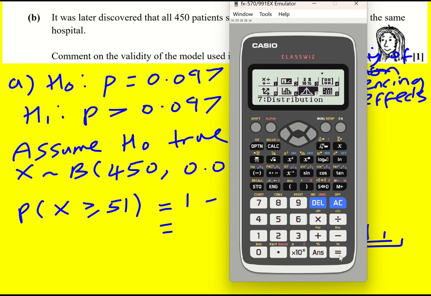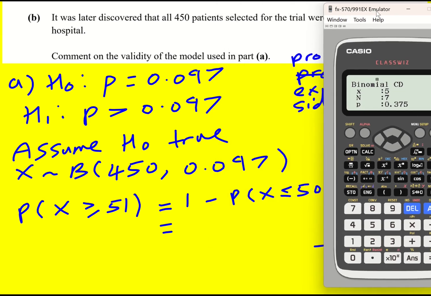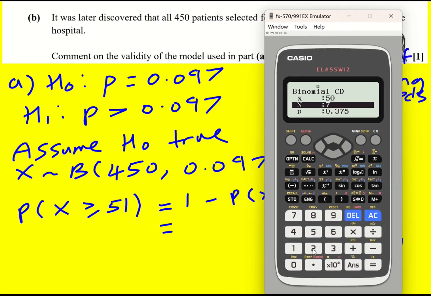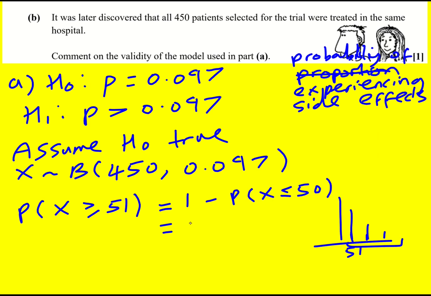I've already got a binomial distribution up from a different question, so it's going to be binomial CD, and I'm going to use variable. This is 450. Sorry, no, it's not. This is 50 because I'm subtracting the 50, so this is going to be less than or equal to 50. This is 450, and then we've got 0.097, and I get 0.8616. So 1 minus 0.8616, which becomes 0.138 to 3 significant figures.